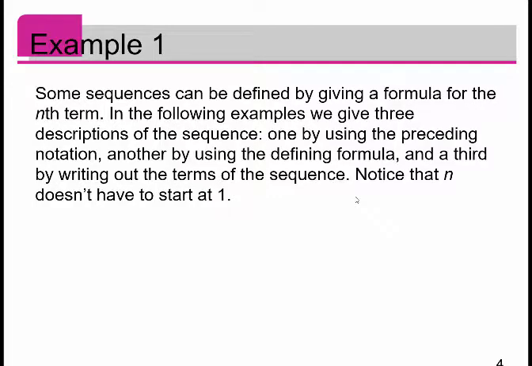Some sequences can be defined by giving a formula for the nth term. In the following examples, I'm going to give you three descriptions of a sequence: one using the preceding notation, another using the defining formula, and a third by writing out the terms of the sequence. Notice that n doesn't have to start at 1. It can be any integer.